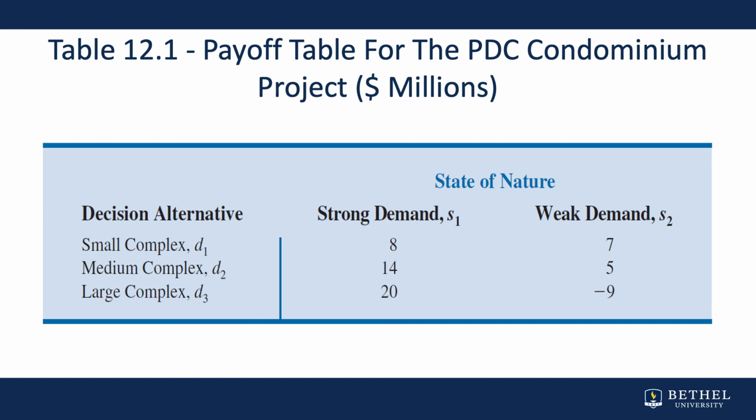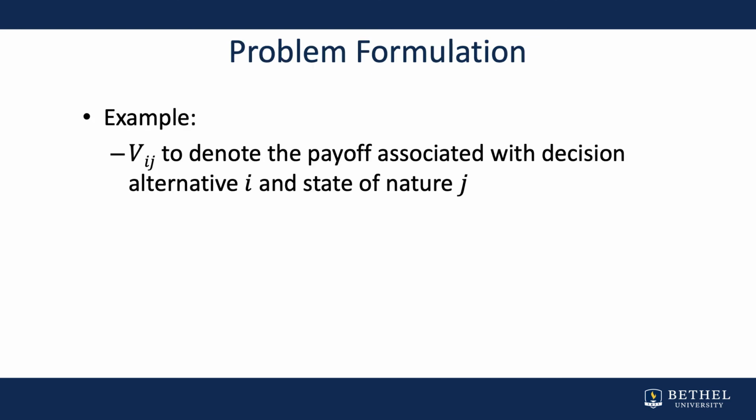And then to the right, you see the states of nature. Strong demand, 8, 14, and 20 is what's represented there. Weak demand, 7, 5, and -9. We'll get into what those are in a little bit. For our example, we will use the notation V sub i j to denote the payoff associated with decision alternative i and state of nature j.